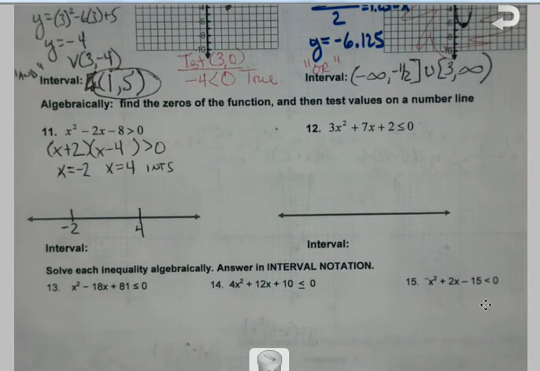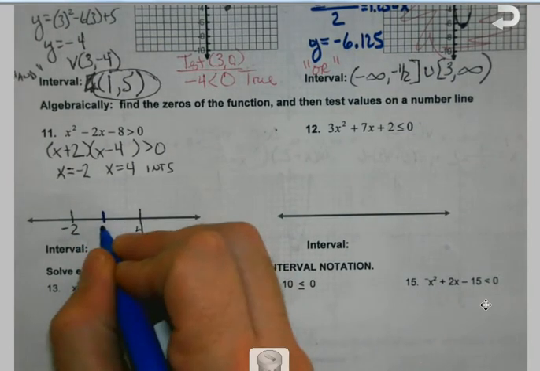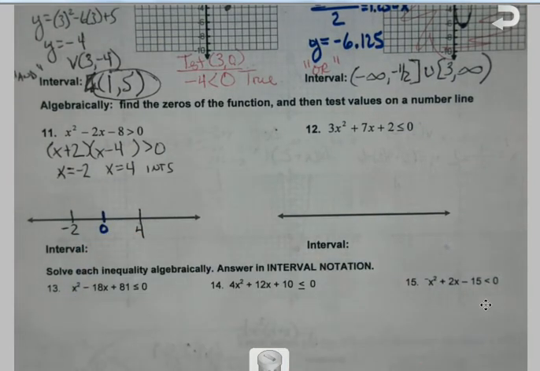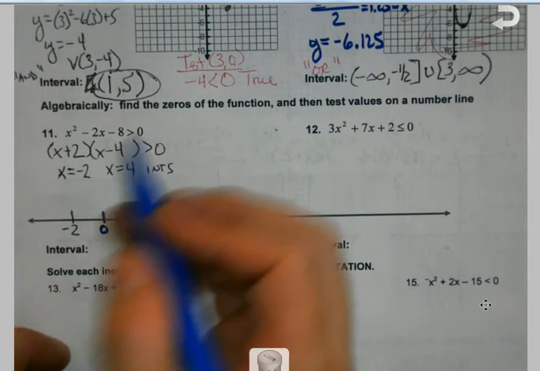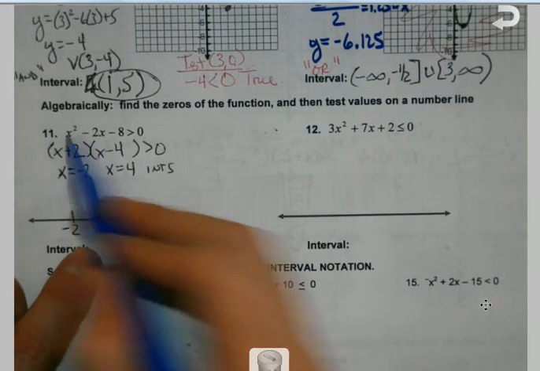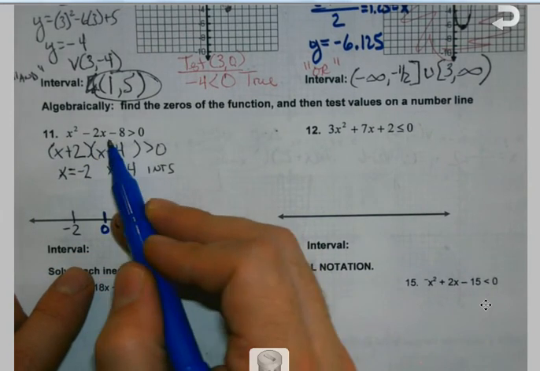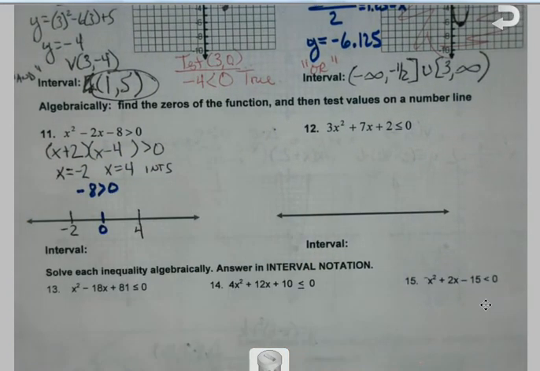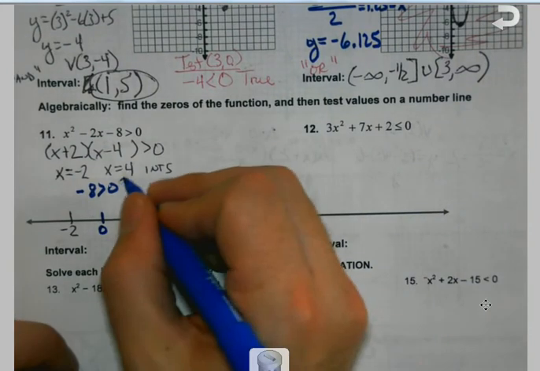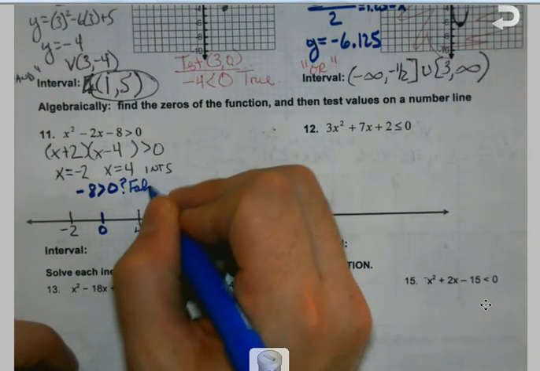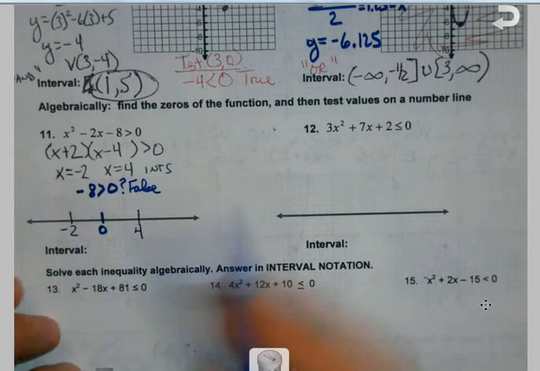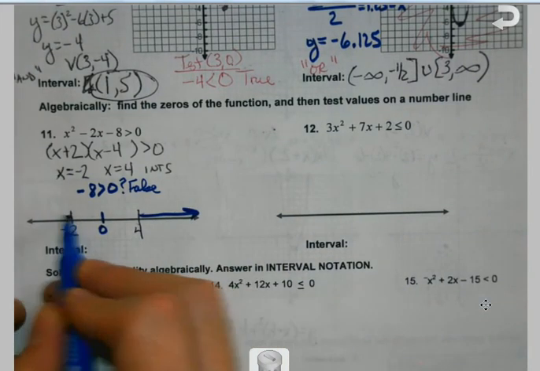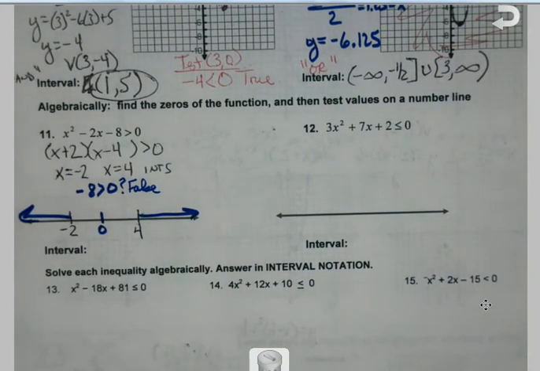So here's what I normally do. I normally figure out wherever the 0 is going to fall, and that's what I test. So here 0 happens to fall in the middle. So let's test out 0. 0 minus 0 minus 8. So is -8 greater than 0? No. False. So since it's false in the middle, that means it's going to typically be those outer areas.